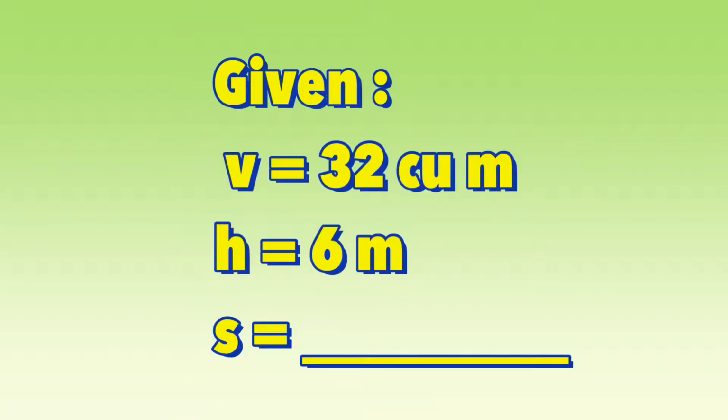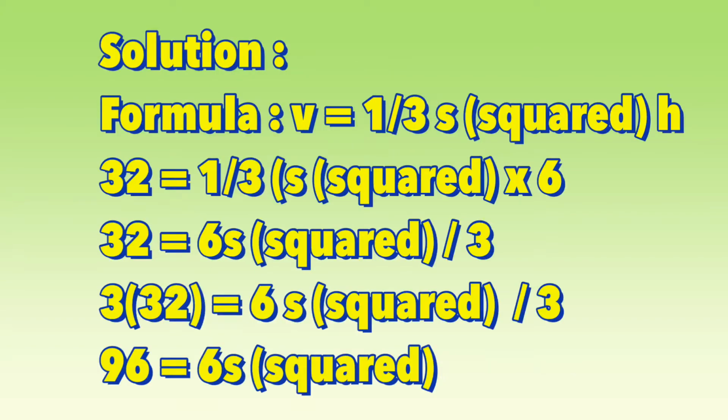We come now to number 4 problem. Given volume equals 32 cubic meters, height equals 6 meters, and we're going to find the square base side. So this time, the same, since the missing is the square base, we can assume that the kind of pyramid that we're going to solve is the square pyramid. So solution, the same formula that we're going to use.